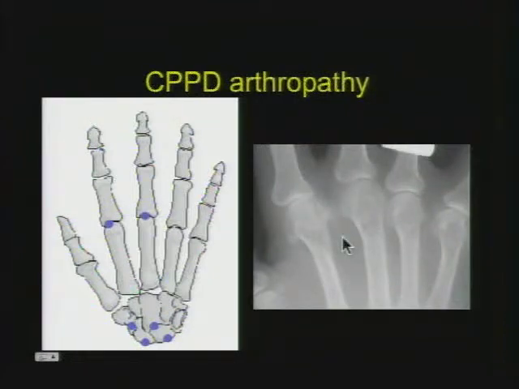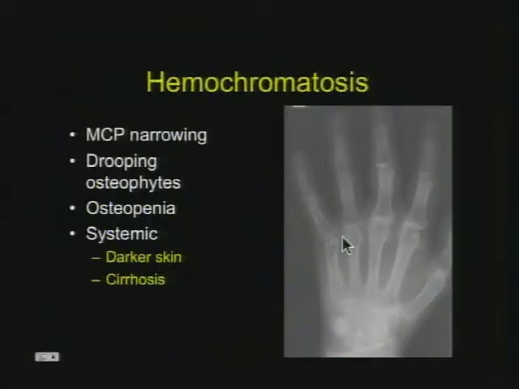But classically, we think about that with hemochromatosis. And if we see drooping osteophytes, that's the first thing we say, although it may just be that they use their MCPs a lot and they're getting osteophytes. So one of the things that can cause CPPD deposition in joints and other structures is hemochromatosis. And you get osteopenia, the skin gets dark, and they get cirrhosis. And so that would be in your differential of thinking about CPPD crystal deposition disease.